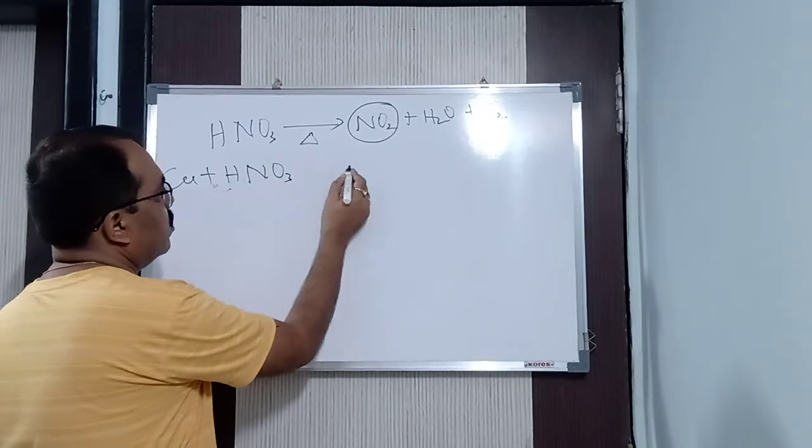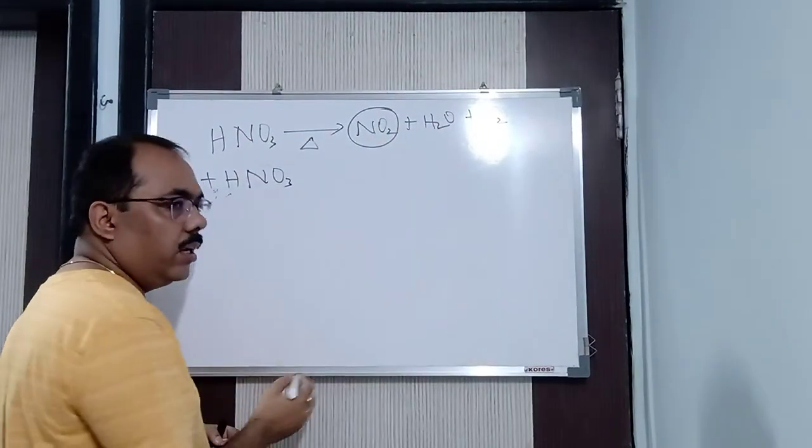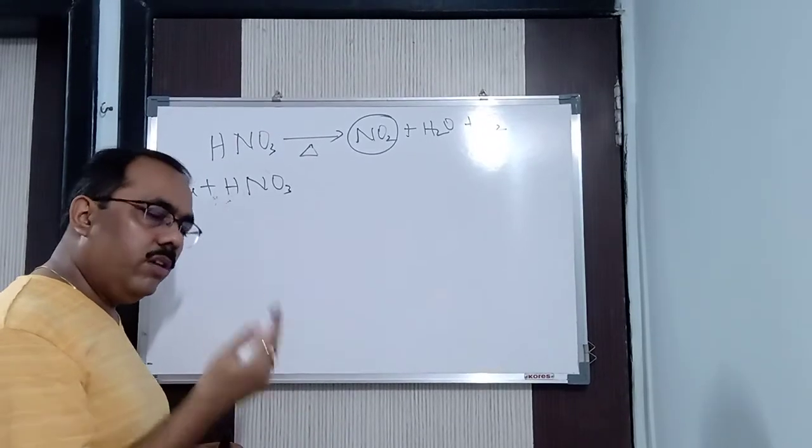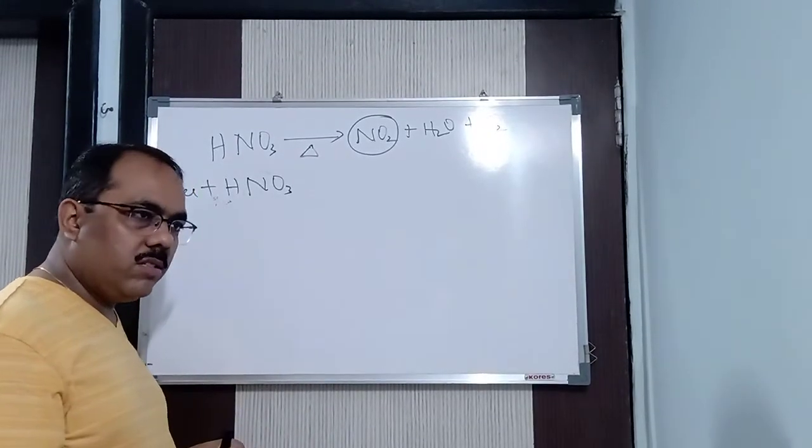If you complete this equation, Cu(NO3)2 plus water plus NO2, you get it. In this way, you will see that nitrogen dioxide gas is being evolved. Clear? So we have seen all these reactions.